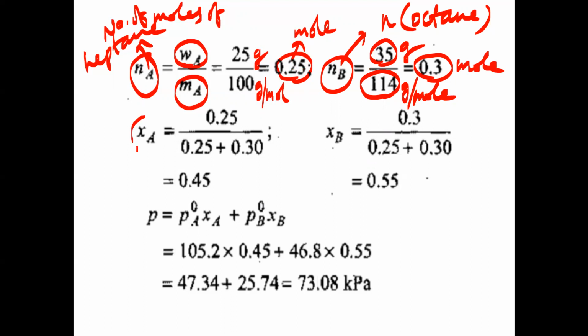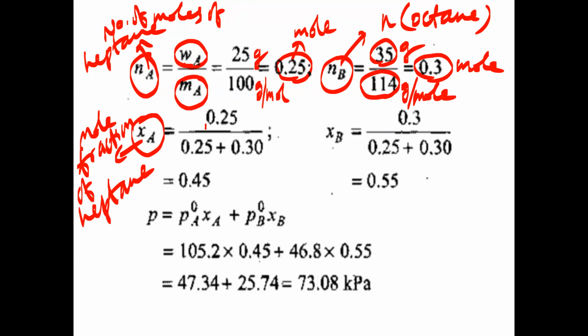Now see here, XA is the mole fraction of heptane. Mole fraction of heptane is equal to the number of moles of heptane divided by the total number of moles. The number of moles of heptane is 0.25, so 0.25 divided by the total number of moles of the mixture. That is the mole fraction of liquid A. How much is it? 0.45.